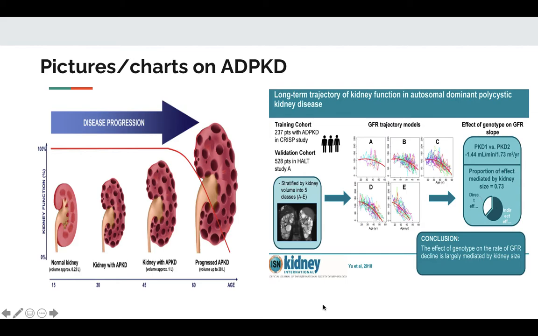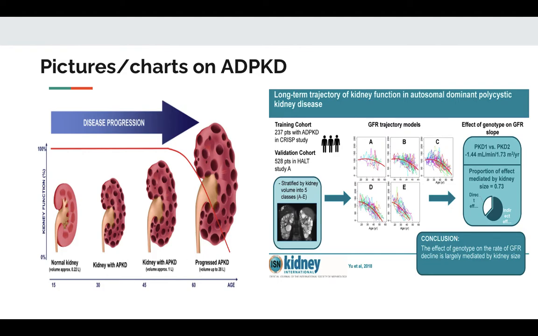So just to give a visual, on the left, this is a chart of disease progression of ADPKD. On the left, we have kidney function, which is from 0 to 100%. And on the bottom, we have age, so about 15 years old to 60 and up. So at about 15 years old, with a normal kidney, your function is at 100%. And as you progress with ADPKD, more cysts start to grow and the kidney size increases.